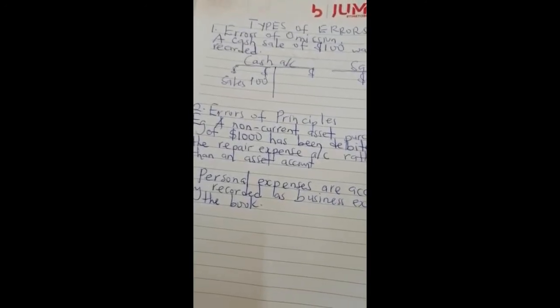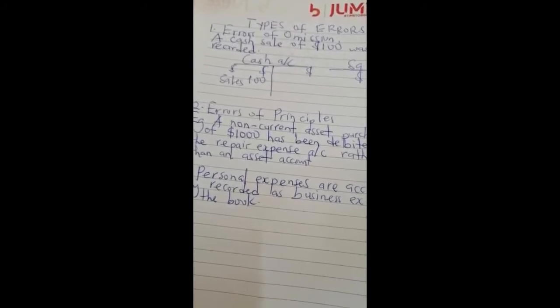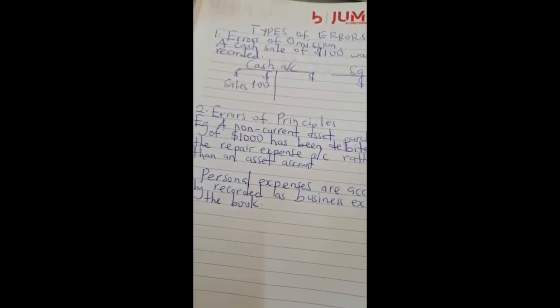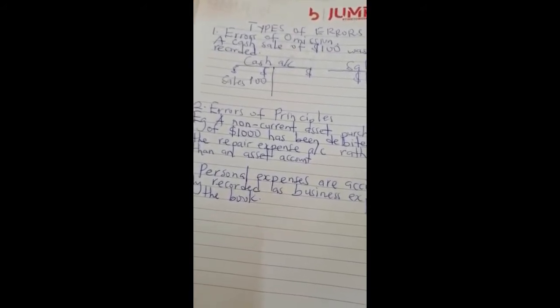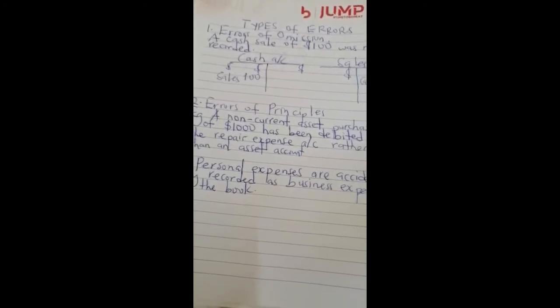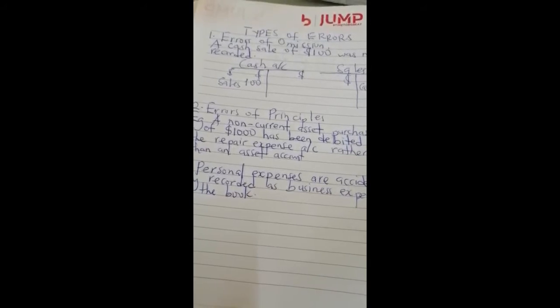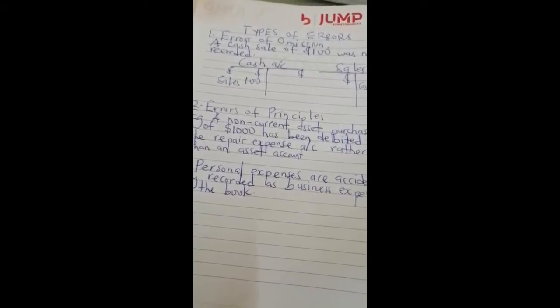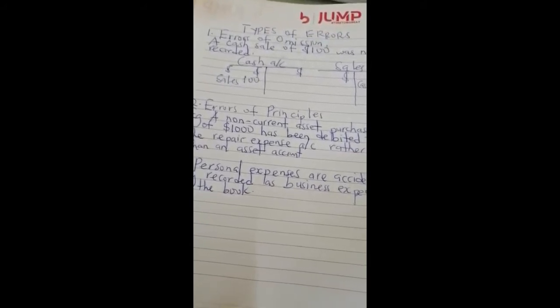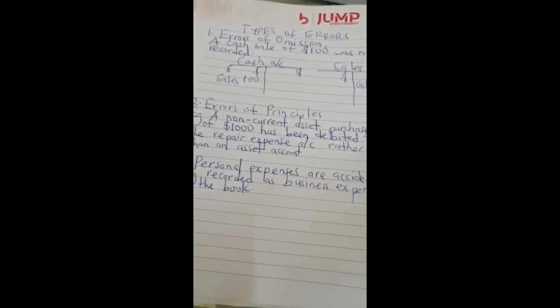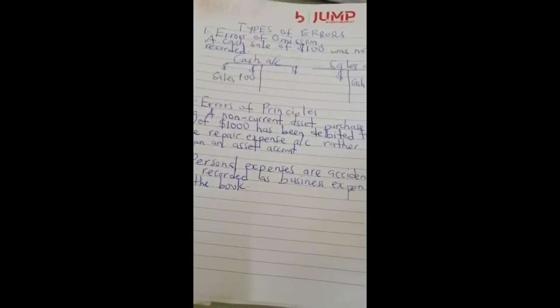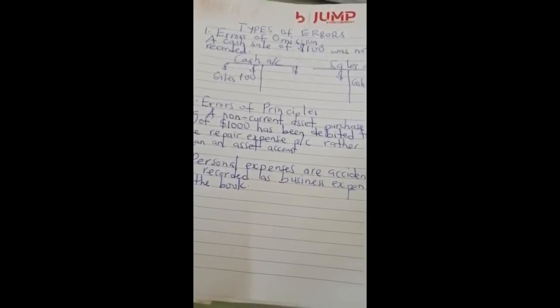Another type of error is the errors of principle. The incorrect use of accounting principles. This is where the accounting rules are being violated, and the errors of principle do not meet the generally accepted accounting principles, which is GAAP. We also have to know that errors of principle can also be known as an input error.